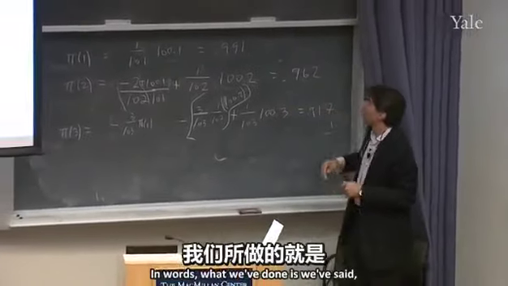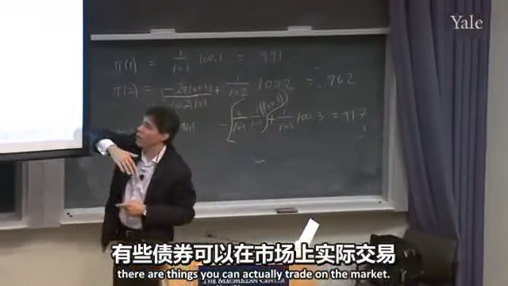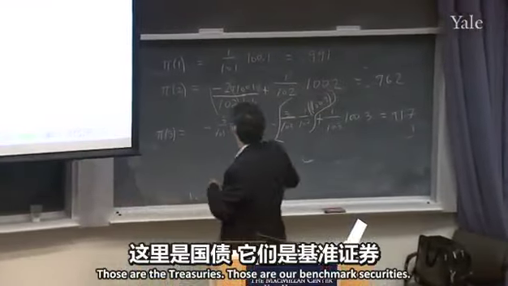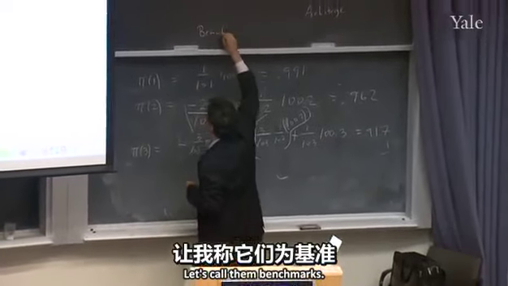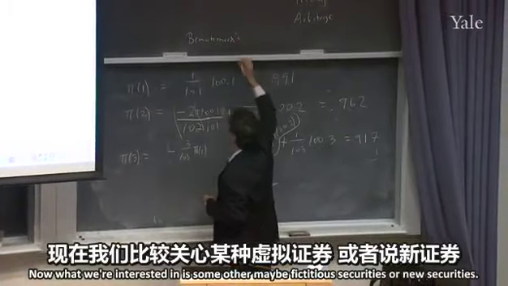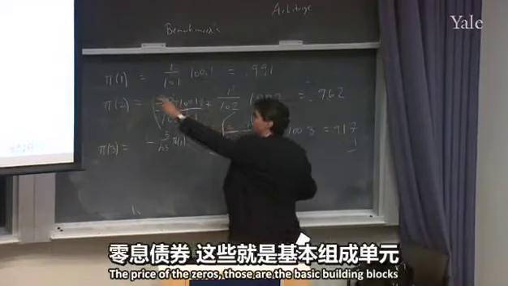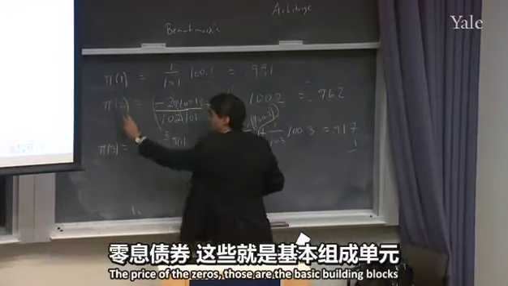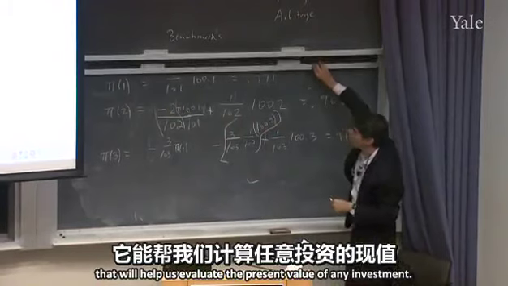You're not following what the right thing to do is, but let's just say in words what we've done. In words, what we've done is we've said there are things you can actually trade on the market. Those are the treasuries. Those are our benchmark securities. Let's call them benchmarks. Now, what we're interested in is some other maybe fictitious securities or new securities. The price of the zeros. Those are the basic building blocks that will help us evaluate the present value of any investment.